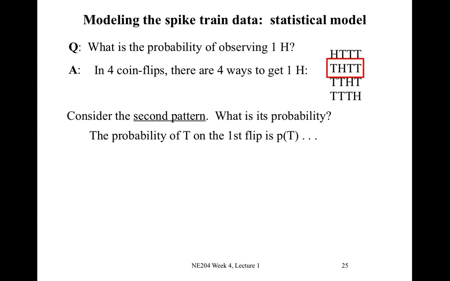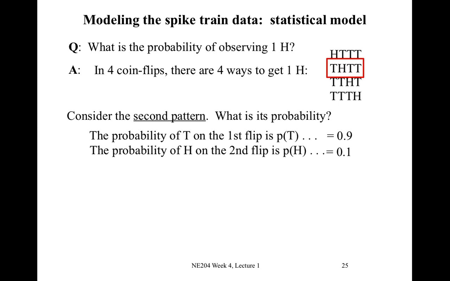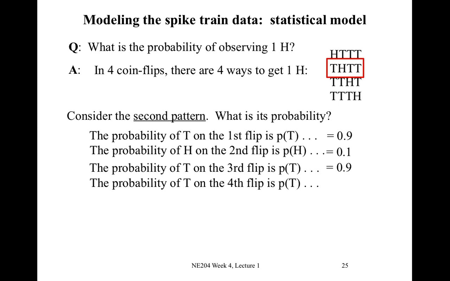Well, again, we can break it down into individual components. We can look at the probability of T on the first coin flip. So the probability of tails, it's our biased coin, and it's always equal to 0.9. What about the probability of H on the second flip? So the probability of observing a spike, observing H, it's always the same, 0.1 for our biased coin. What about the probability of tails on the third coin flip? Again, it's 0.9. The probability of tails on the fourth coin flip, again, is 0.9.